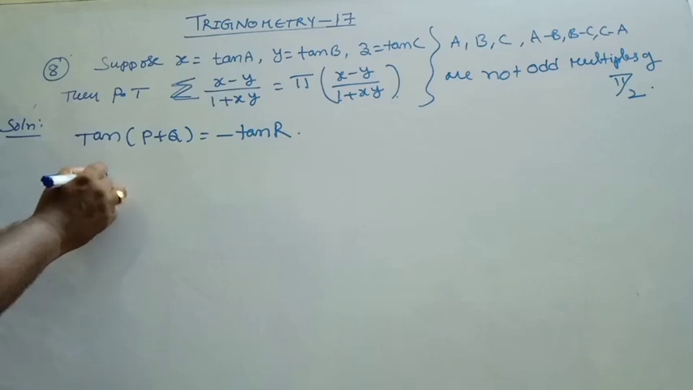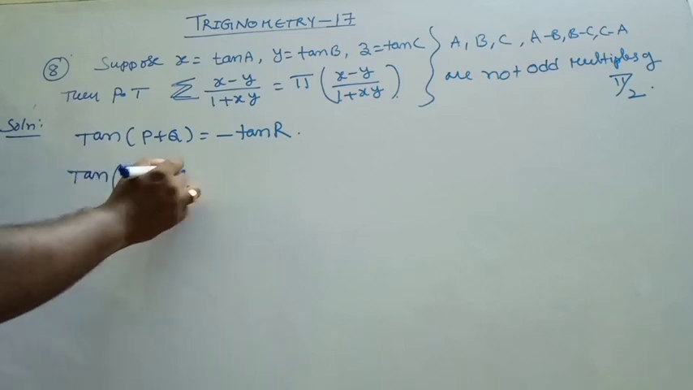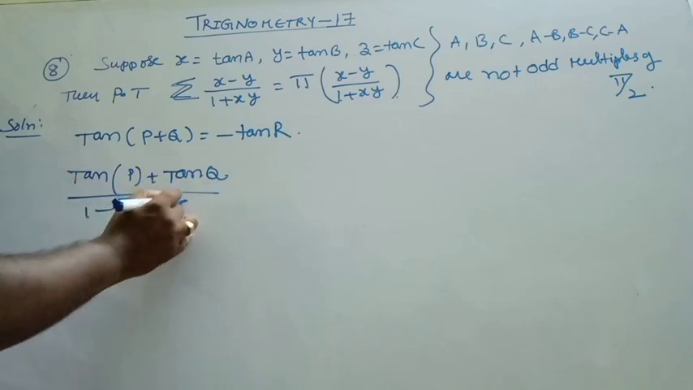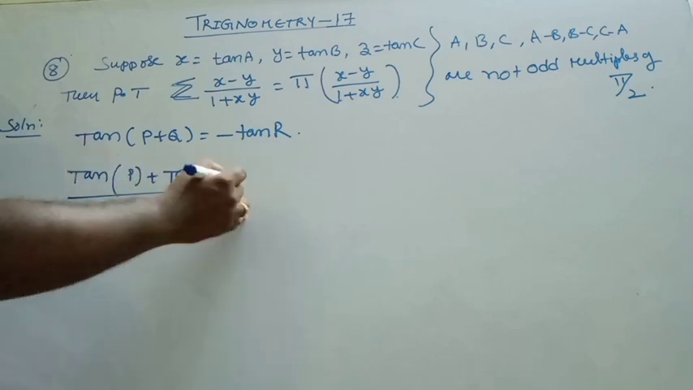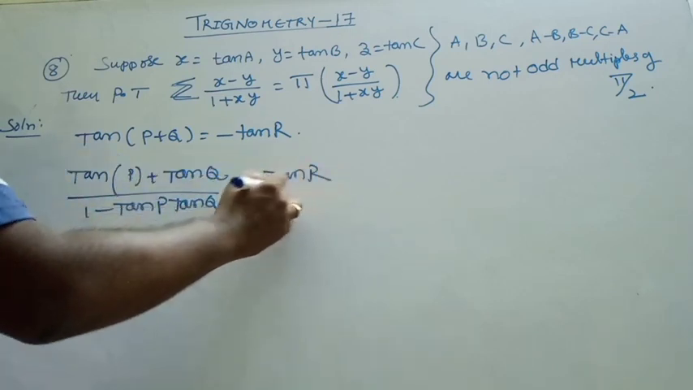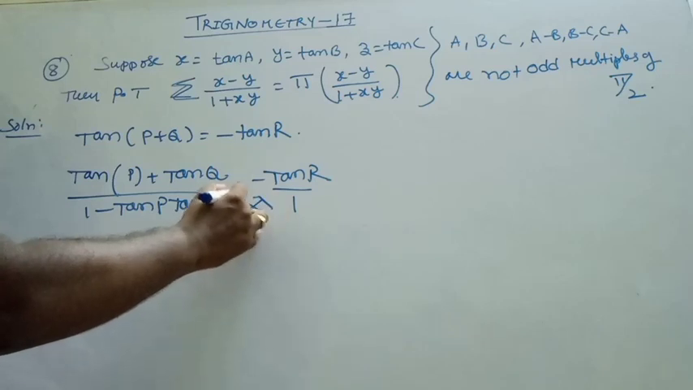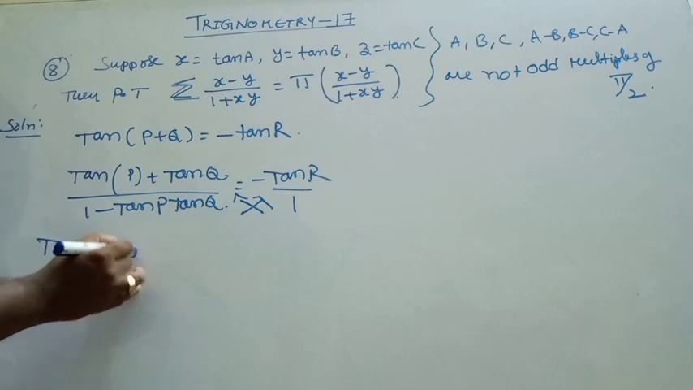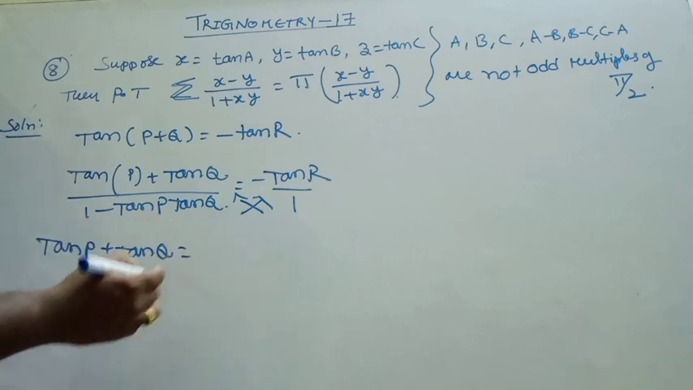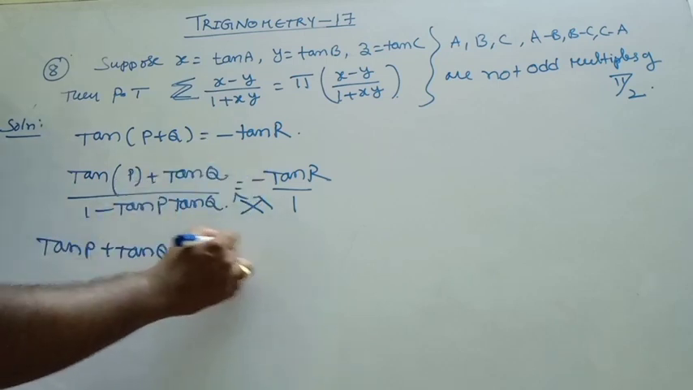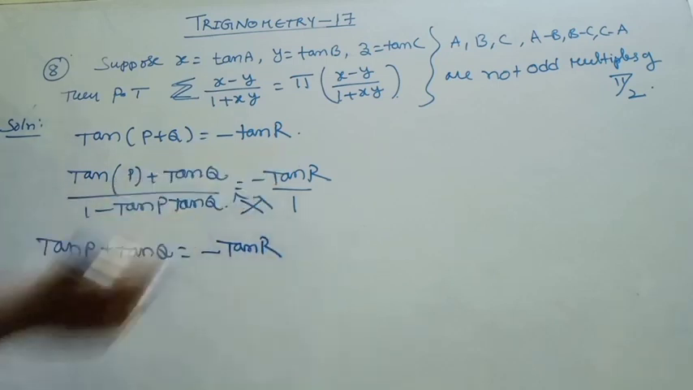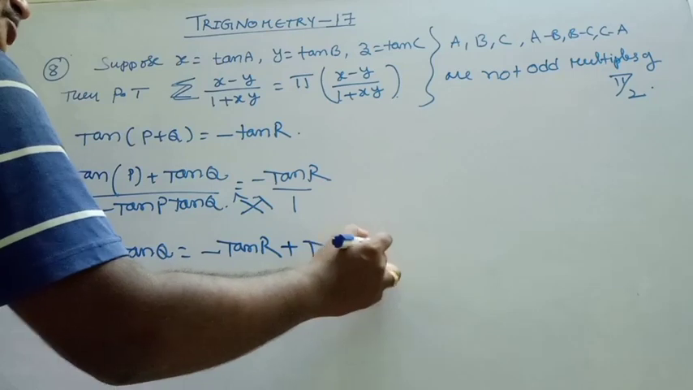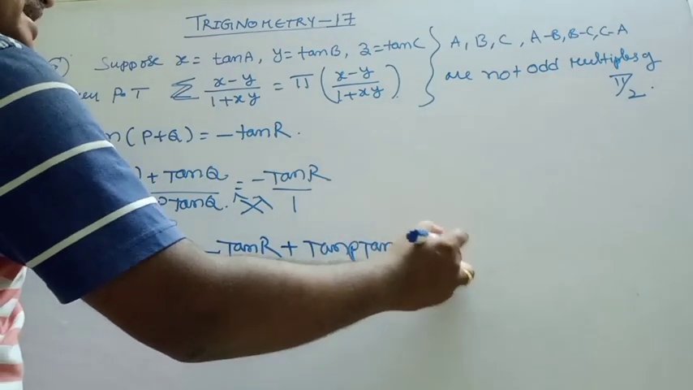This is now the tan (A plus B) formula: tan P plus tan Q, by 1 minus tan P tan Q, is equal to minus tan R. Let us do the cross multiplication here. Once you do that, you get tan P plus tan Q is equal to 1 into minus tan R, which is minus tan R, and minus into minus is plus, so this becomes plus tan P tan Q tan R.